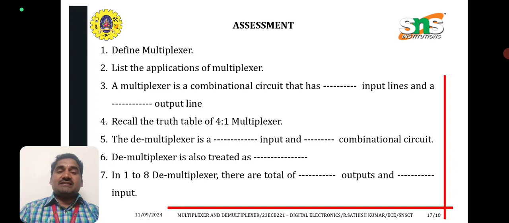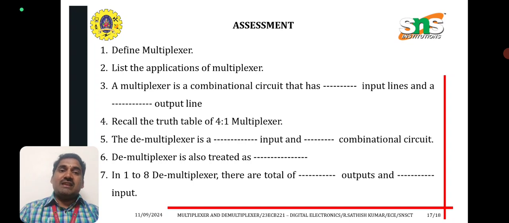Multiplexer is a combinational circuit that has 2 power n input lines and only one output line. Recall the truth table of the 4:1 multiplexer. We have 2 selection lines S0, S1 which produce the output Y: 0 0 means I0, 0 1 I1, 1 0 I2, 1 1 I3. Demultiplexer has a single input and 2 power n outputs. Demultiplexer is also called demux.